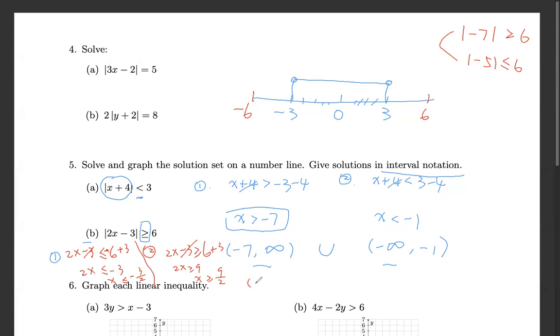X less than or equal to, starting from -infinity up to -3 over 2 with bracket. Union x greater than or equal to 9 over 2. Bracket starting from 9 over 2 up to positive infinity. So all those numbers in this one work for this inequality.